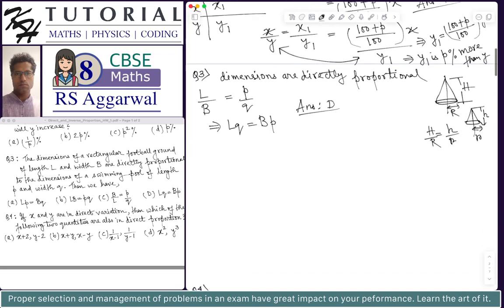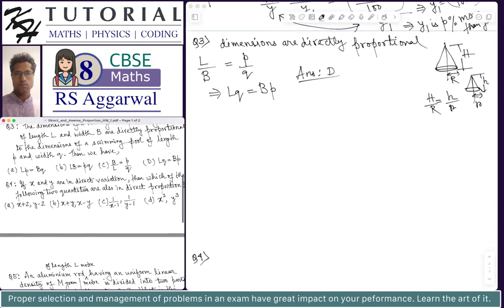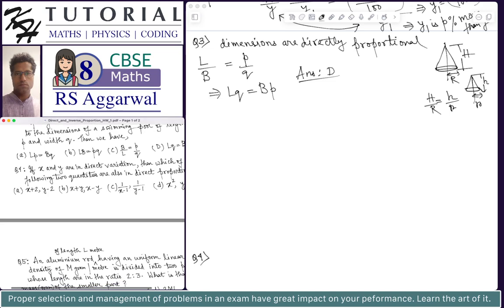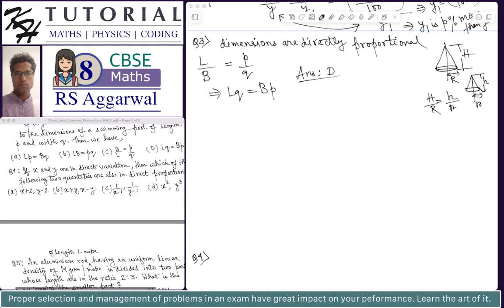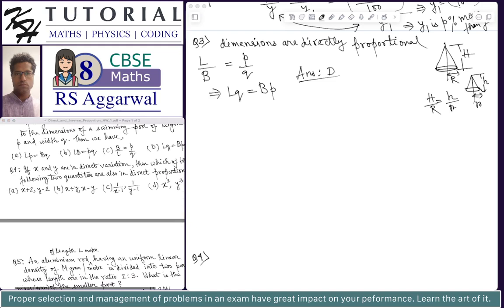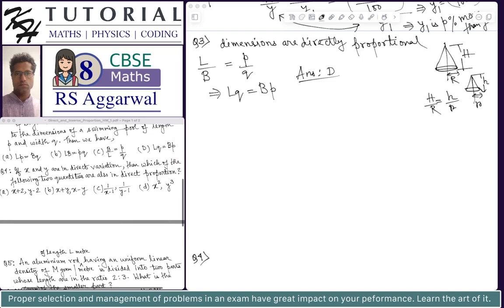Okay, let's do question number 4. If x and y are in direct variation, then which of the following two quantities are also in direct proportion?